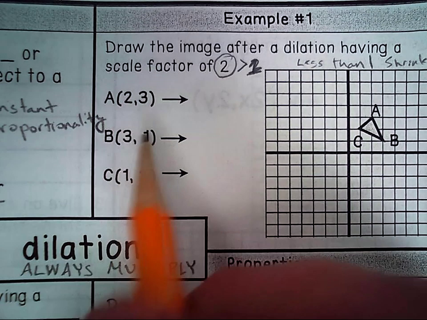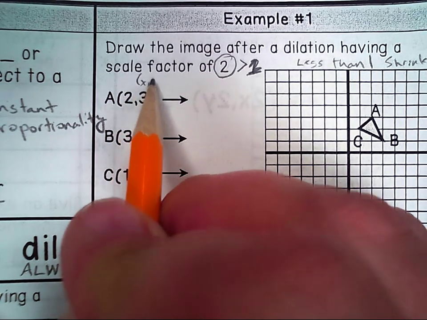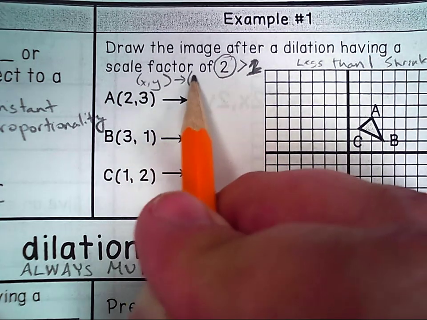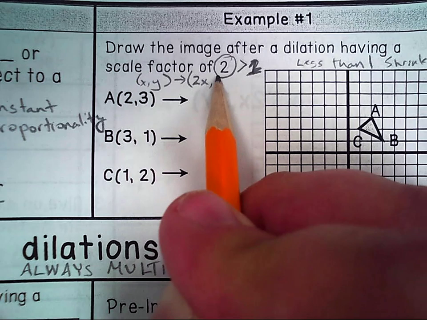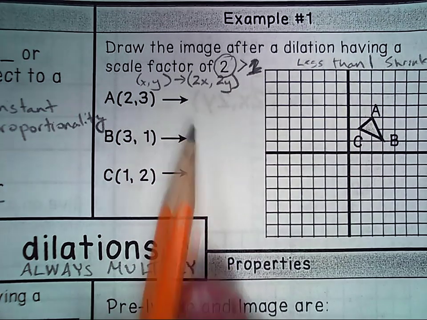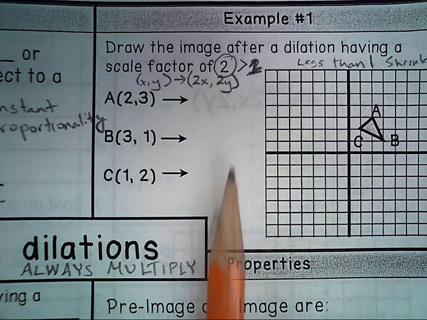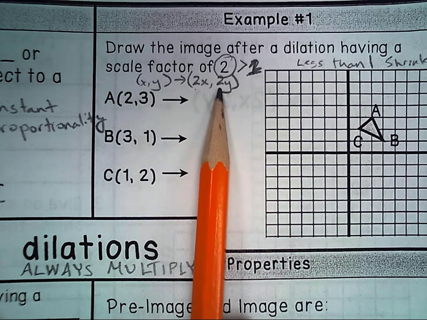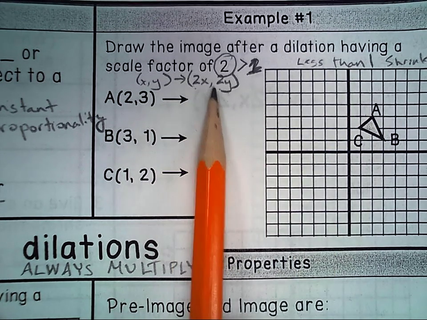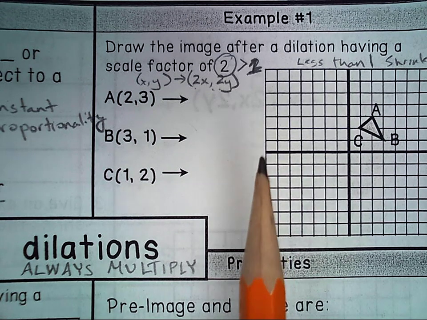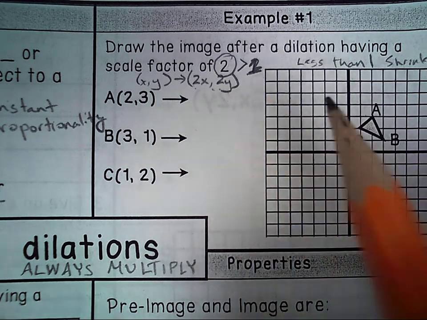Now, the algebraic representation of this is going to be x, y. And what we're going to do is it's going to be 2x, comma, 2y. And the reason we do it on both is this. One thing about dilations is it always has the same shape, but it changes size. Well, if we were to expand this in different ways, or by a different amount in the x direction or the y direction, it would actually change shape. And then it would no longer be considered a dilation.